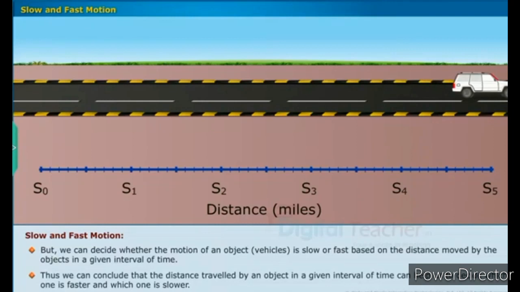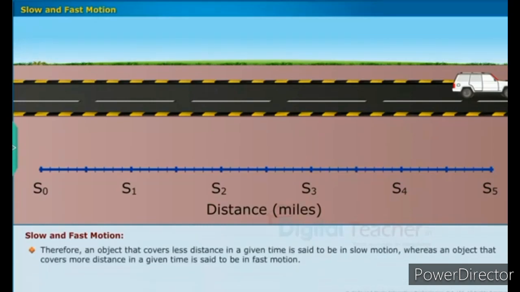Thus, we can conclude that the distance traveled by an object in a given interval of time can help us to decide which one is faster and which one is slower. Therefore, an object that covers less distance in a given time is said to be in slow motion, whereas an object that covers more distance in a given time is said to be in fast motion.